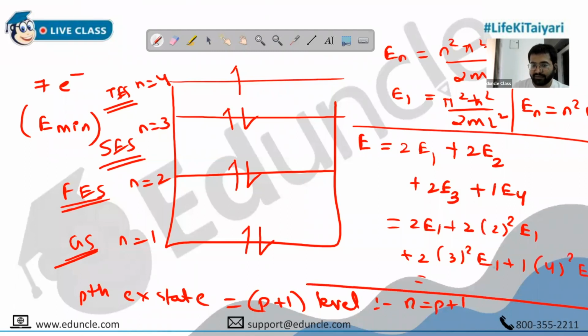So what's our answer, everyone? 2 E1 plus 2 square is 4, 4 2s are 8, 8 E1 plus 3 square is 9, 9 2s are 18, 18 E1 plus 4 square is 16, 16 E1. So our answer is 8, 10, 28 and 44. 44 E1 is the answer. Is that clear, everyone?